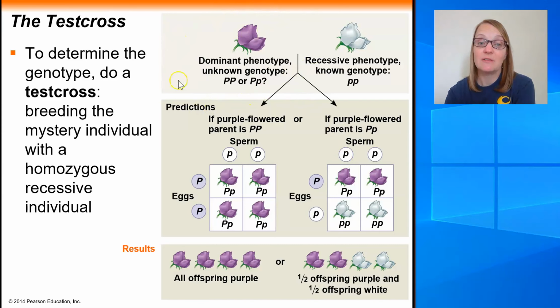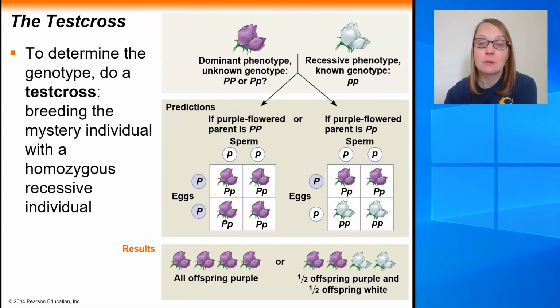So it has a dominant phenotype, it's purple, but we don't know its genotype. It could be homozygous dominant, or it could be a heterozygote. So you take this unknown genotype flower and you cross it to a known genotype, recessive phenotype flower. And there are 2 possible outcomes for this particular cross. Depending on which of the 2 outcomes you get, you know whether your original purple flower was homozygous dominant or whether it was a heterozygote. So let's take a look at the 2 possible outcomes for this test cross.